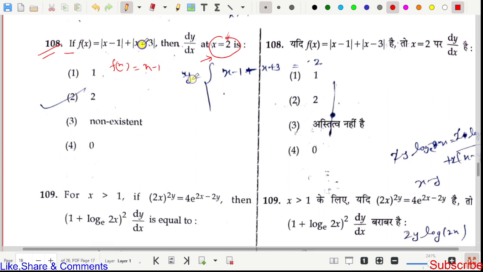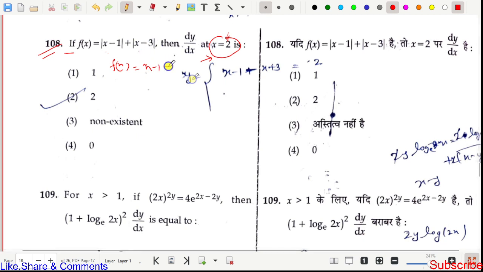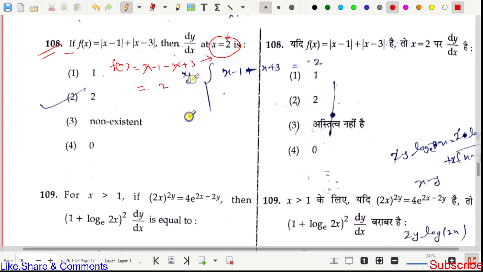If x equals 2, then x minus 3 is negative, so mod comes out as minus of x minus 3. So x minus 2 plus 3 minus x, the x's cancel out, and this will be 2. This is the value of the function.